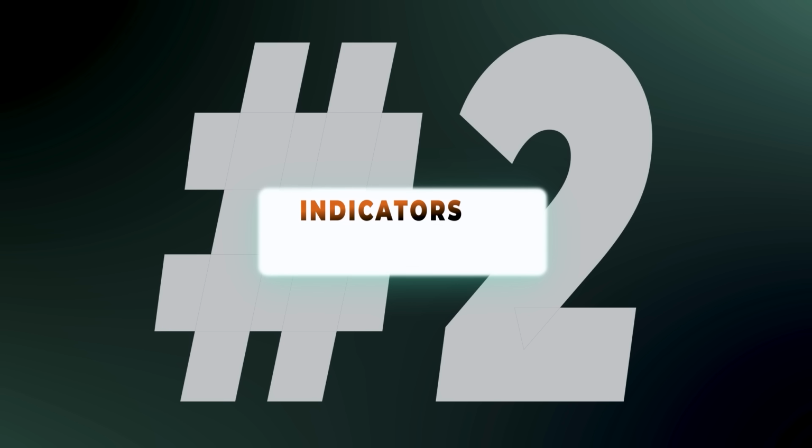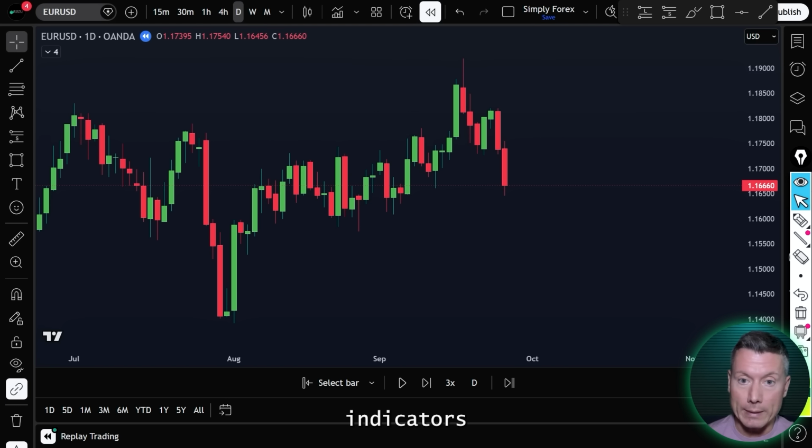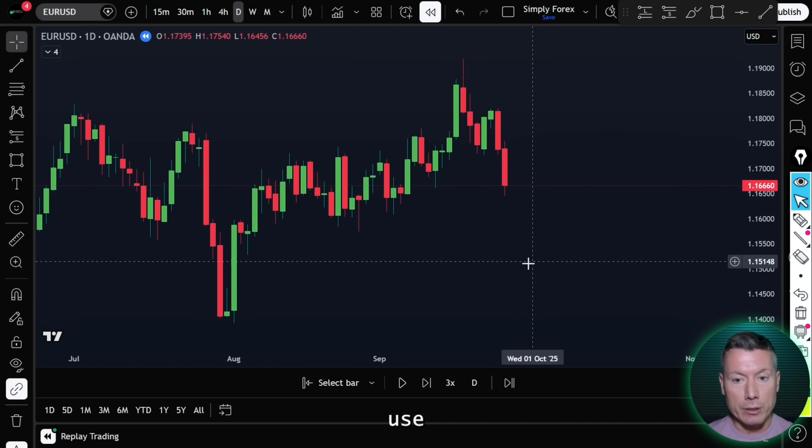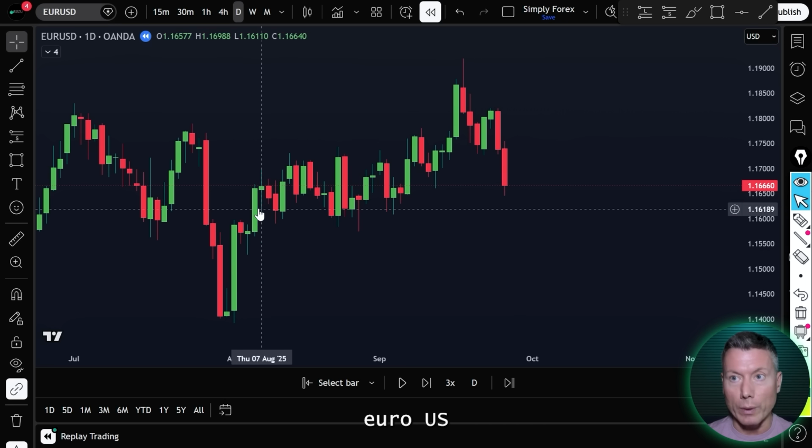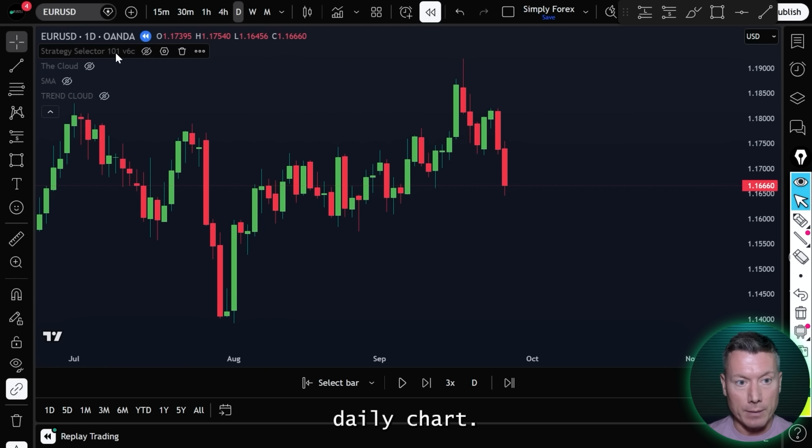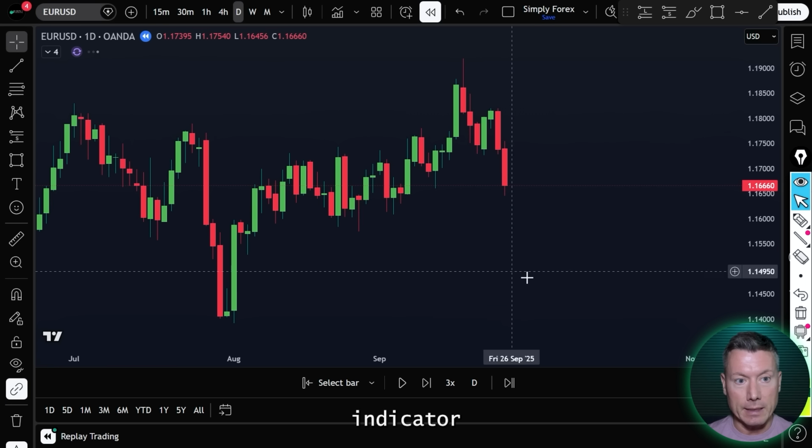So now I want to show you how we can use indicators to help us visually see value, right? And I've got two indicators that are really going to help with this. So we're going to use the same piece of chart. This is Euro US dollar. This is the daily chart. But I'm going to bring up this indicator now.